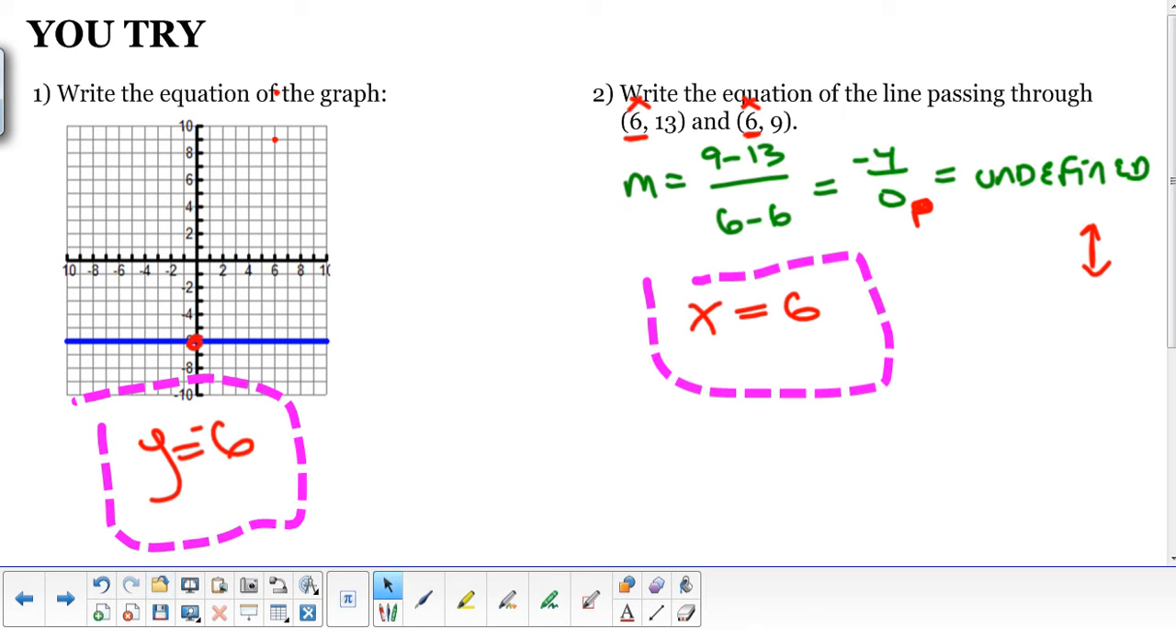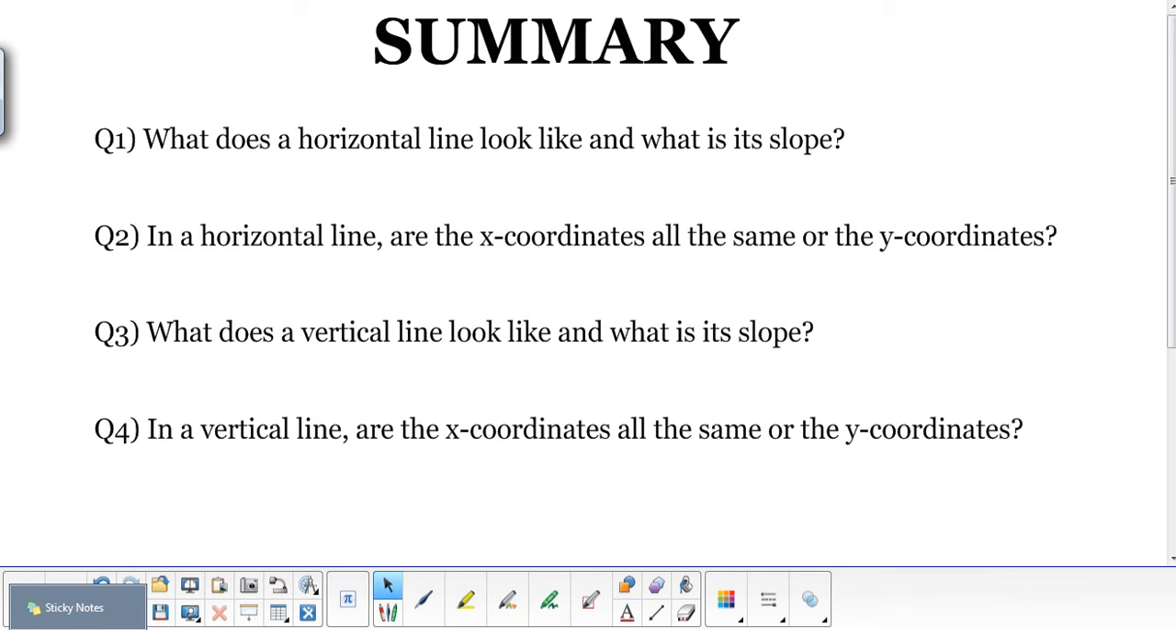Last thing that you are going to do is answer these questions on your paper. Okay? I'm going to stop the video. You are going to write these answers down in complete sentences. What does a horizontal line look like and what is its slope? You're going to start with "A horizontal line looks like" and "its slope is." Okay? Write it all out in words and then we'll discuss these when you get back to class next time.